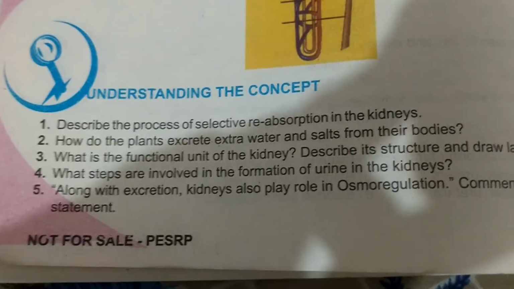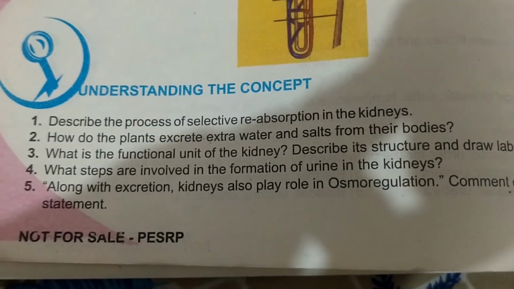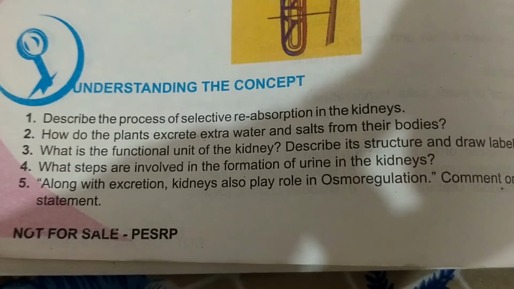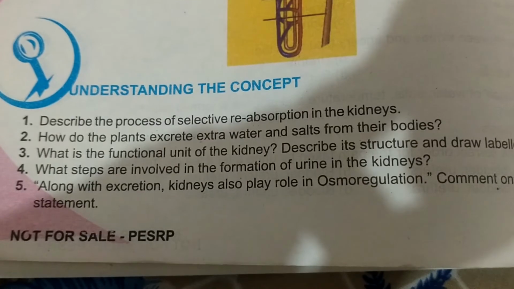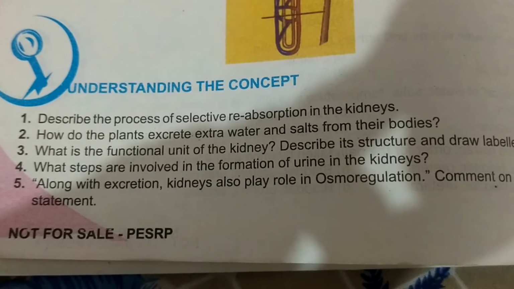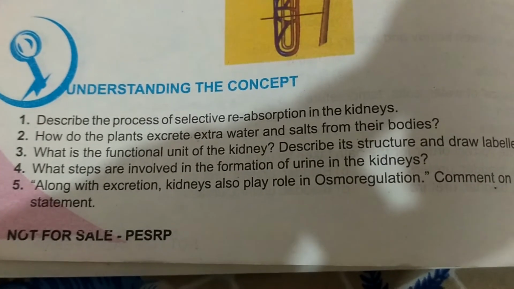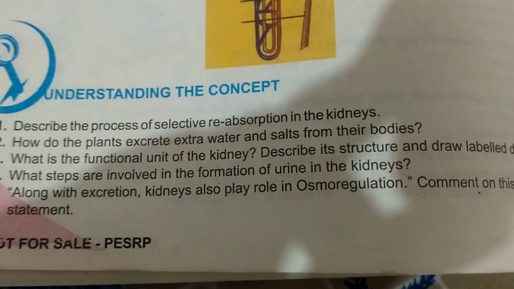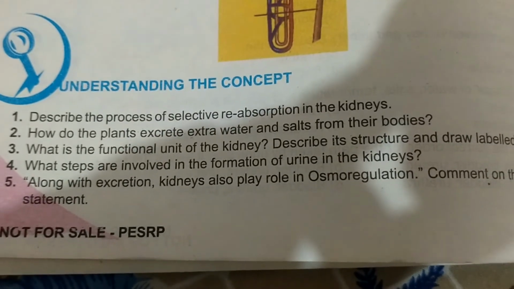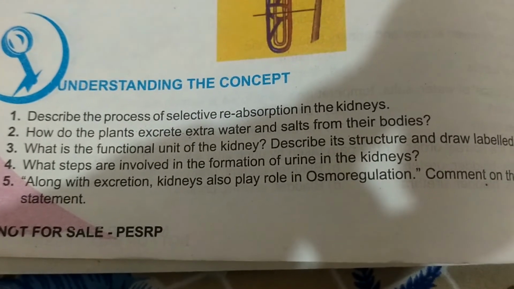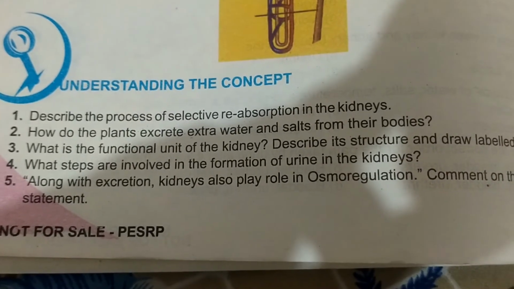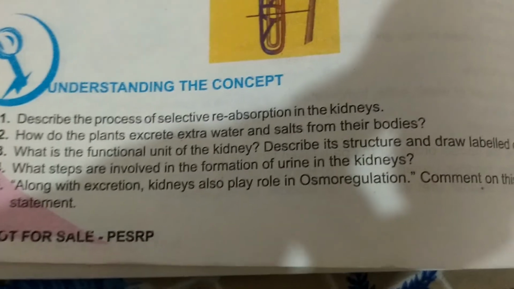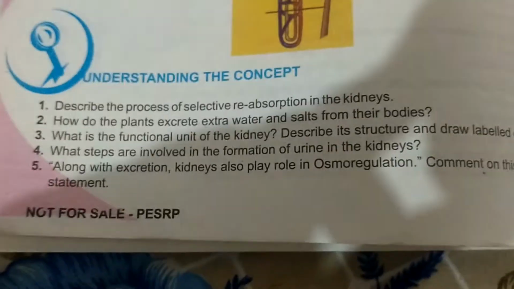Understanding the concept. Describe the process of selective reabsorption in the kidney. How do plants excrete extra water and salt from their bodies? What is the function of the kidney? Describe the structure and gross anatomy of the kidney. What steps are involved in the formation of urine in the kidney? Along with excretion, the kidney also plays a role in osmoregulation. Comment on this statement.